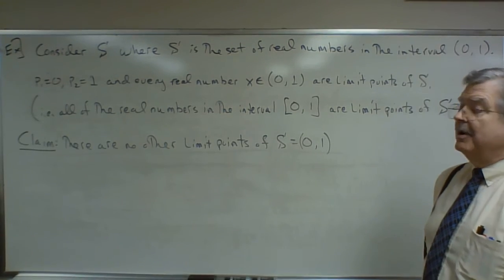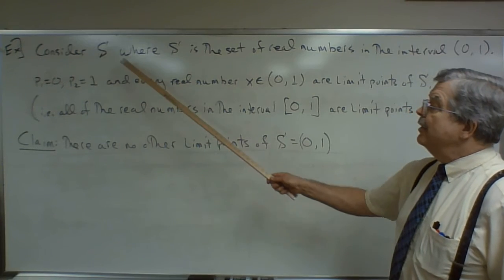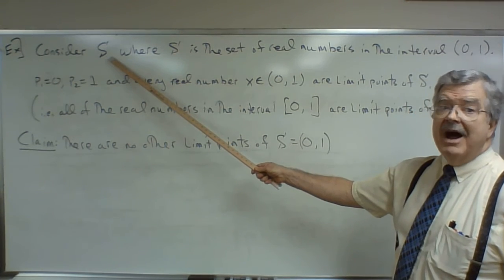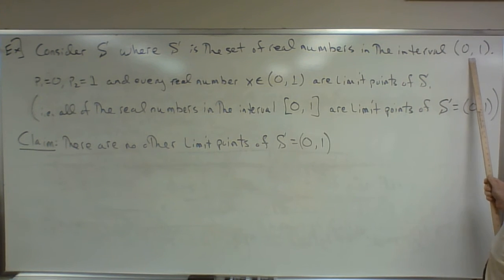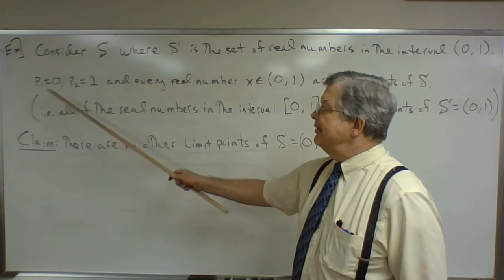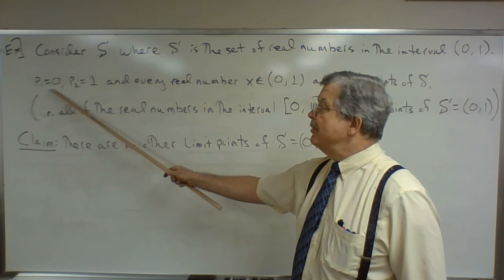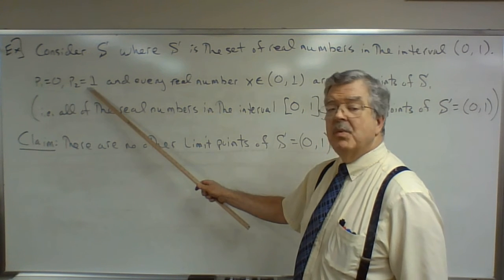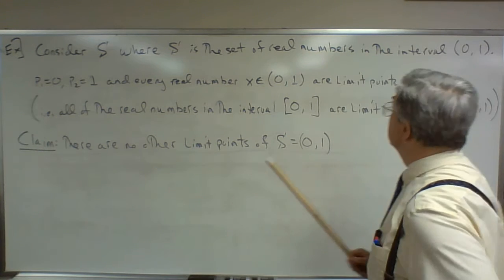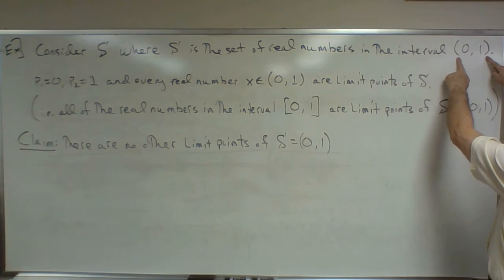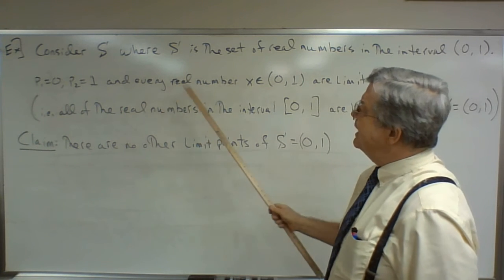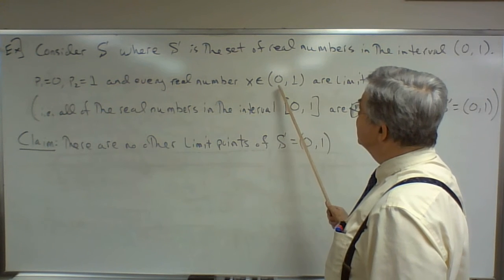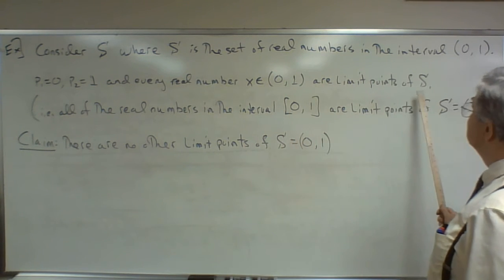Okay, let's summarize what we've done so far. We have a non-empty set of real numbers S, where S is the set of real numbers in the open interval from 0 to 1. And we established that P1 equals 0 is a limit point of S. P2 equals 1 is a limit point of S. In other words, the endpoints of this interval are limit points of S. And we've also established that every real number that's contained in the set S is a limit point of S.